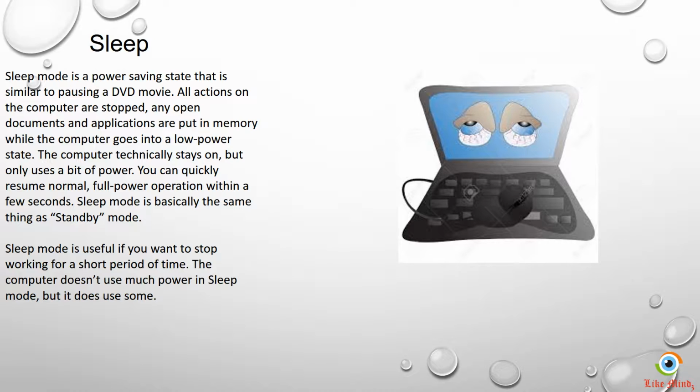So, the sleep mode is a power-saving state that is similar to pausing a DVD movie. All actions on the computer are stopped. Any open documents and applications are put in memory, while the computer goes into low power consumption mode. The computer technically stays on, but only uses a bit of power. You can quickly resume normal, full power operation within a few seconds. Sleep mode is basically the same thing as standby mode.